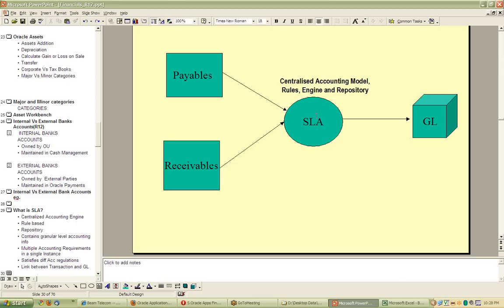This is how the architecture is in R12. You have individual modules like payables and receivables, and accounting takes place through subledger accounting. After the accounting entry gets generated, it is posted to the general ledger, from where the balance sheet and profit and loss account are prepared.